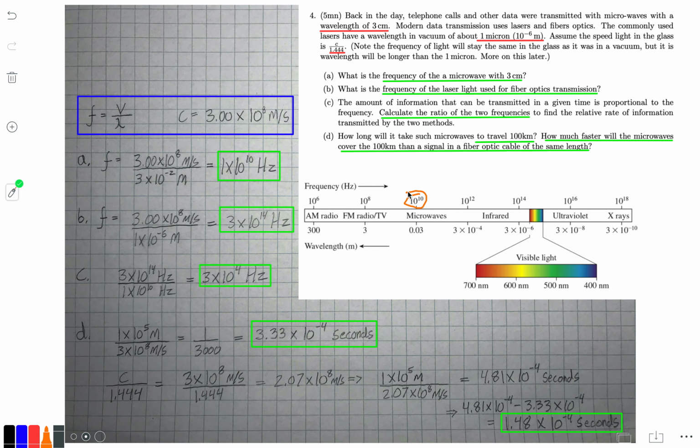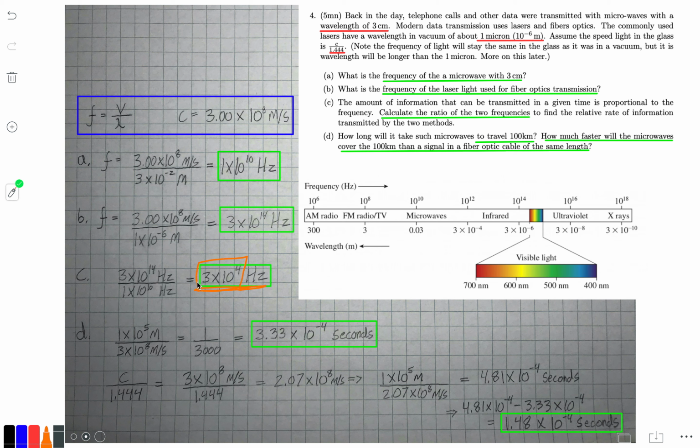From here, it asks us for the ratio of the two frequencies. If we just put one over the other, we're given this number here, 3 times 10 to the 4th, and this could be unitless because it's a ratio. So that's the relative rate that the information is transmitted.